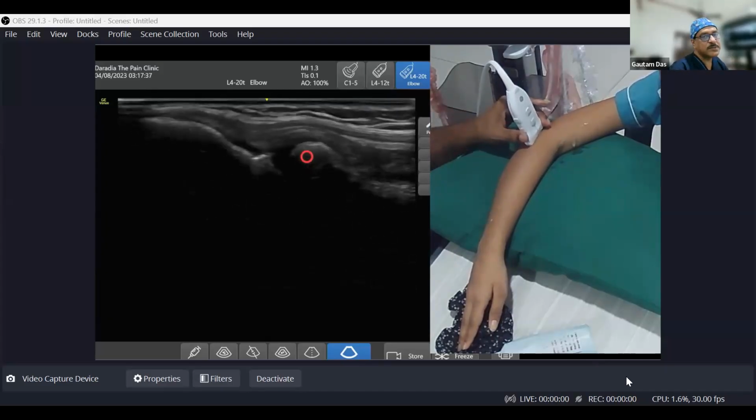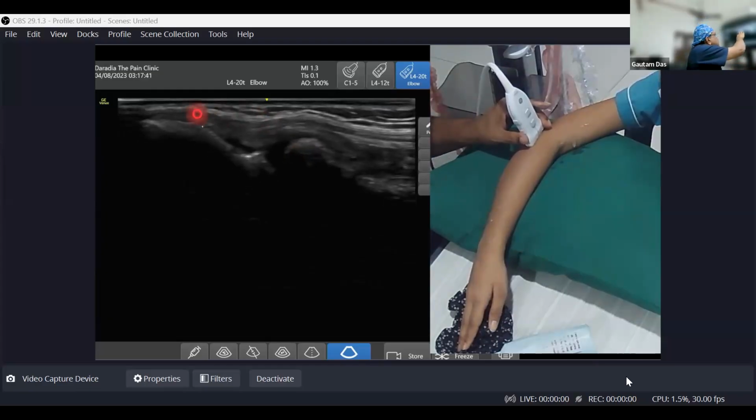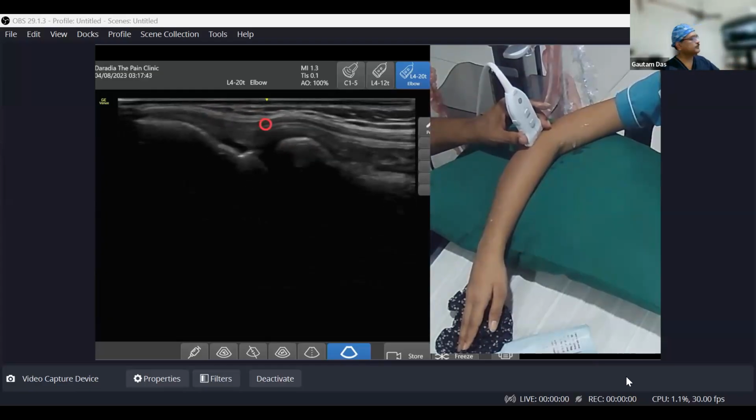And another thing is very simple. That is your common extensor tendon. So the superficial one, the upper part, this is your common extensor tendon.